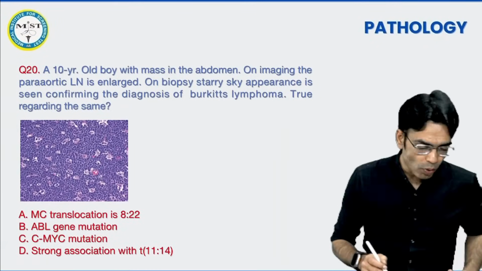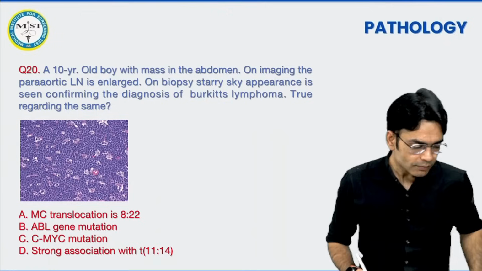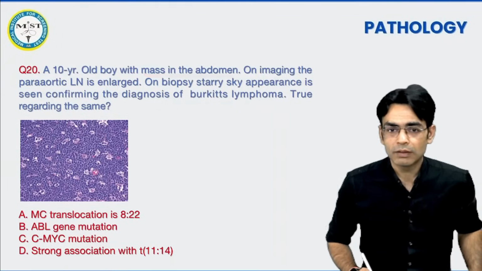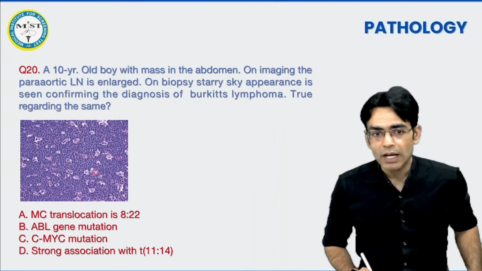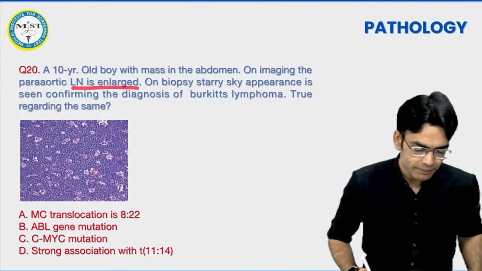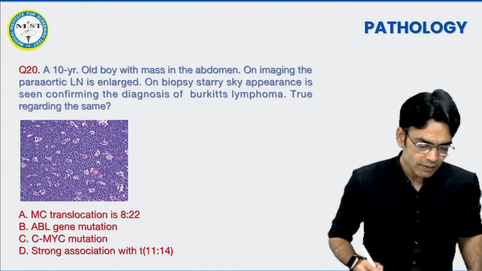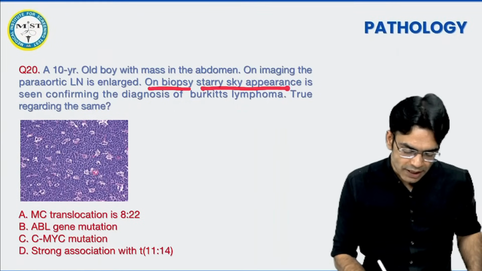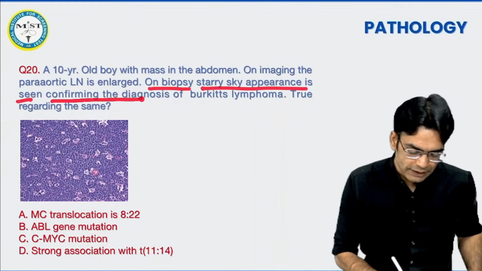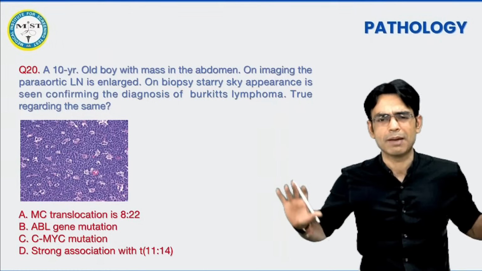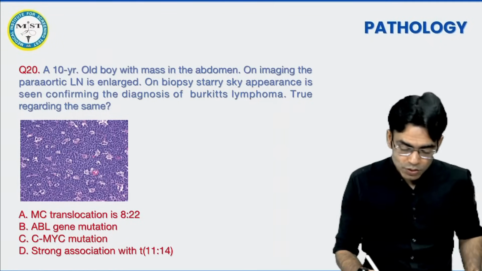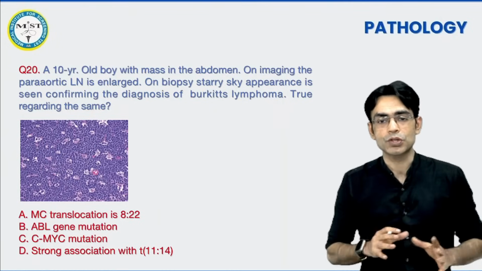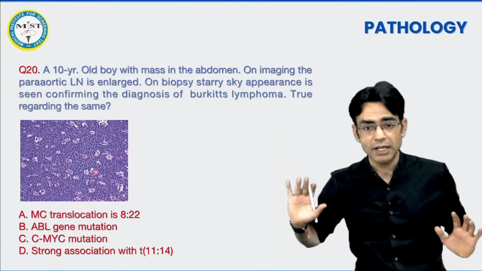A 10-year-old boy with mass in the abdomen, on imaging the para-aortic lymph node is enlarged. Okay? On biopsy, starry sky appearance is seen, confirming the diagnosis of Burkitt's lymphoma. सब कुछ दिया है भाई यहाँ पे, कुछ दिमाग नहीं लगाना है. True regarding the same. बस अपने को ये देखना है कि बॉस what is the true statement. तो ये starry sky appearance है ही.